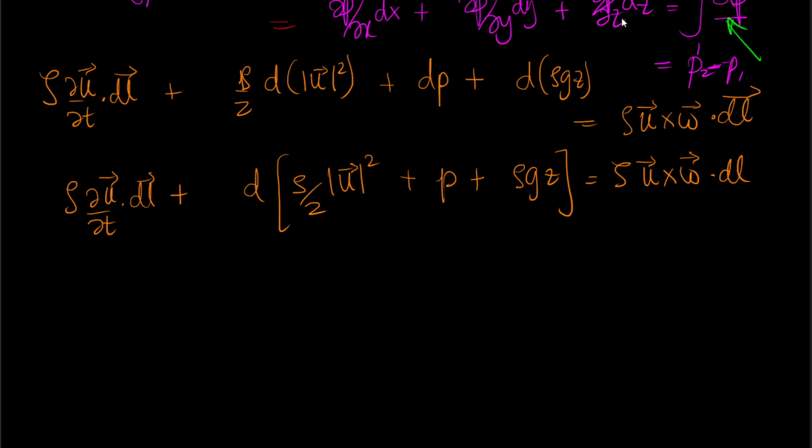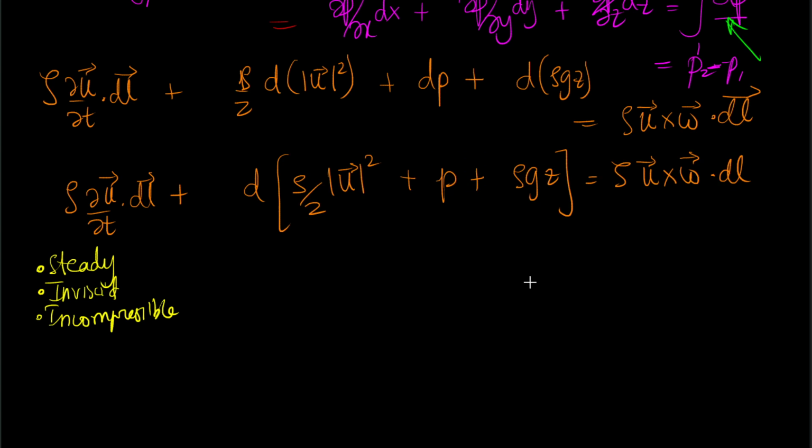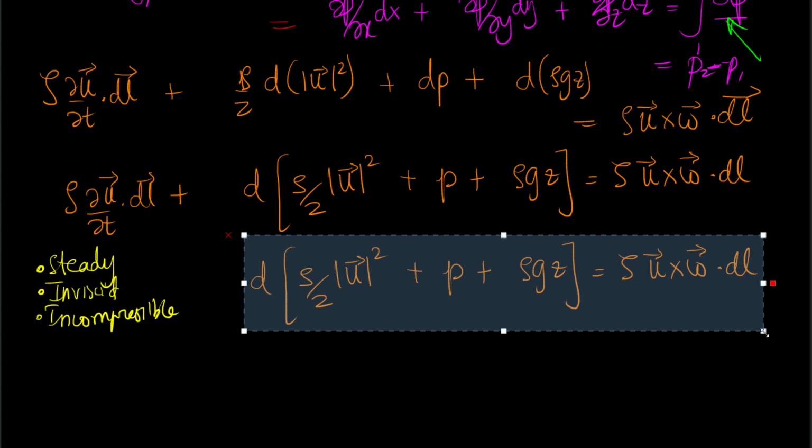Now let us say that the flow is steady. So far what have we assumed? If we assume that the flow is steady, we have already assumed it is inviscid, incompressible. So if it is steady, inviscid, incompressible, we simply have this.